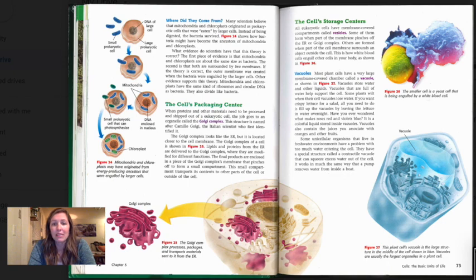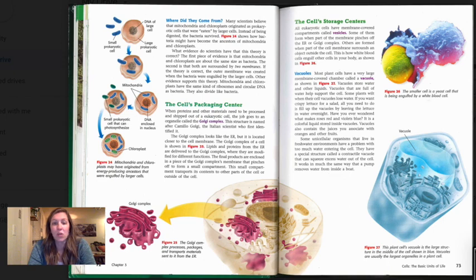This is how white blood cells engulf other cells in your body, as shown in figure 26. It's pretty creepy. Vacuoles. Most plant cells have a very large membrane-covered chamber called a vacuole, as shown in figure 27. Vacuoles store water and other liquids. Vacuoles that are full of water help support the cell.